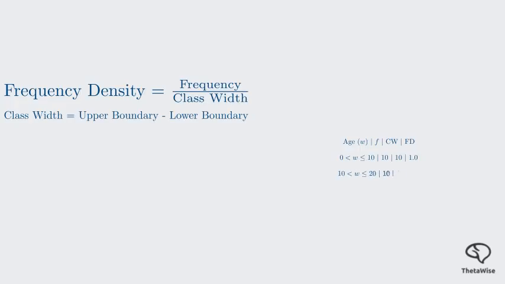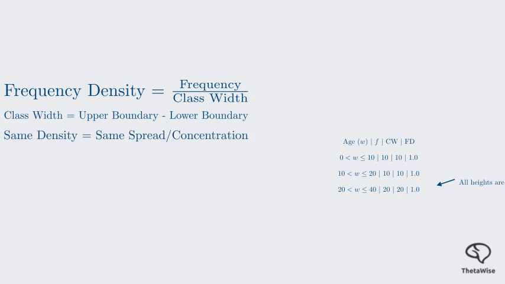For the second group, 20 minus 10 is 10. 10 divided by 10 is also 1. For the third group, 40 minus 20 is 20. 20 divided by 20 is also 1. Notice how, even though the third group has a higher frequency, its density is the same as the others. This tells us that people are spread out just as thinly in that group as they are in the younger groups.